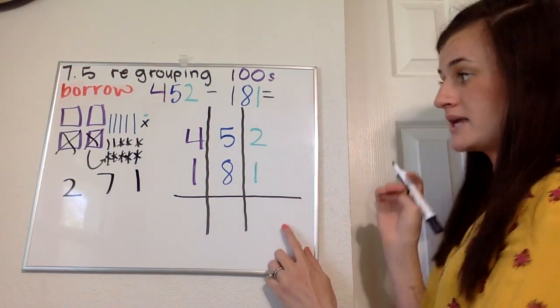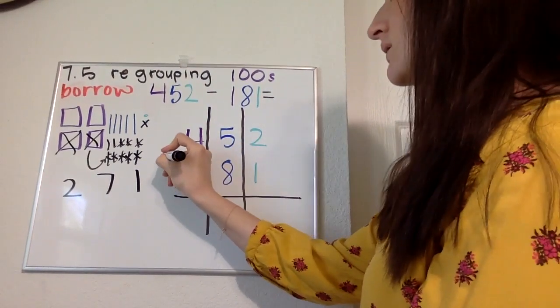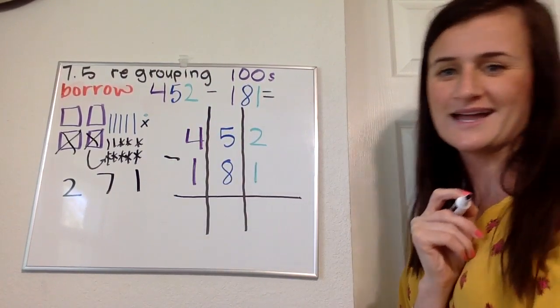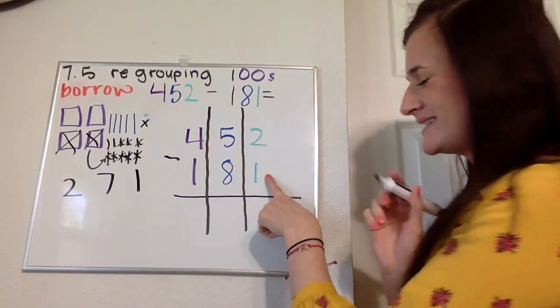Now let's try it using the standard algorithm. I have 2, what are we doing? I forgot my minus sign. Now let's try again. 2 take away 1 equals 1.